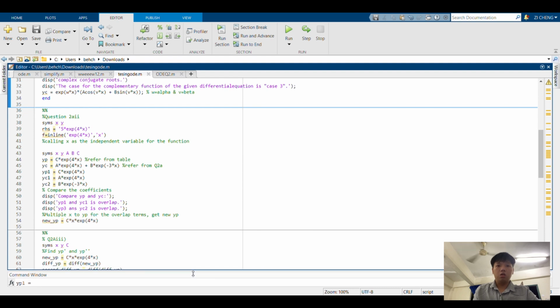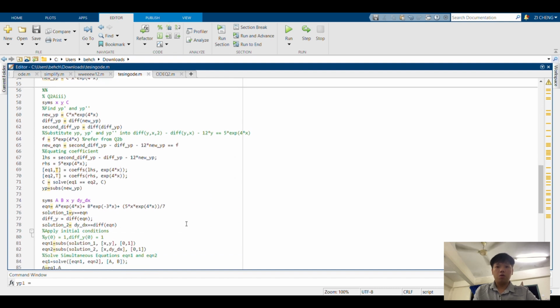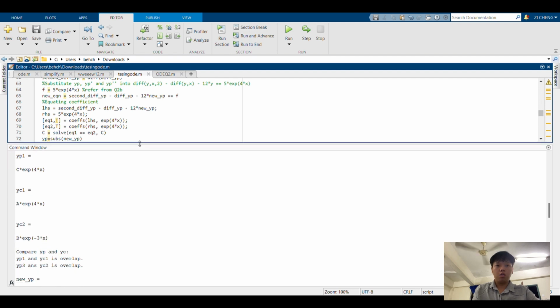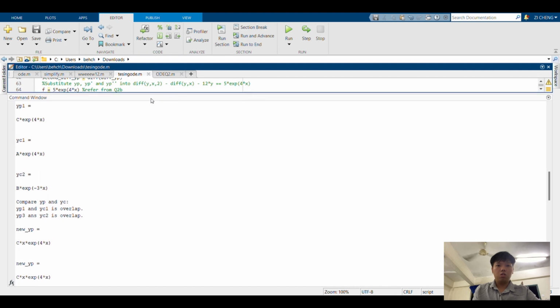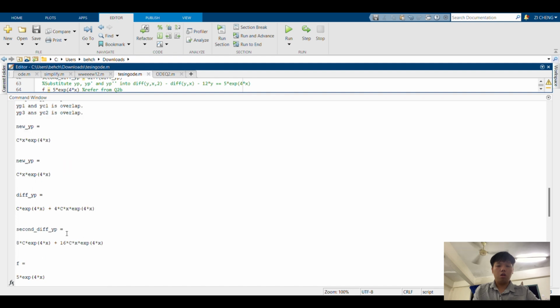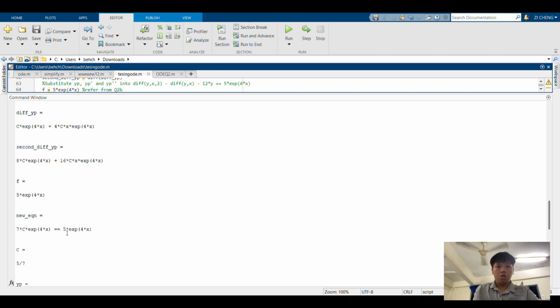So this is the coding for question 2a3. Now we also run the coding first. From the output, we know that the new yp is c x e^(4x). So we do the first differentiation. The output we get is c e^(4x) plus 4c x e^(4x). And then we do the second differentiation again. The output we get is 8c e^(4x) plus 16c x e^(4x).